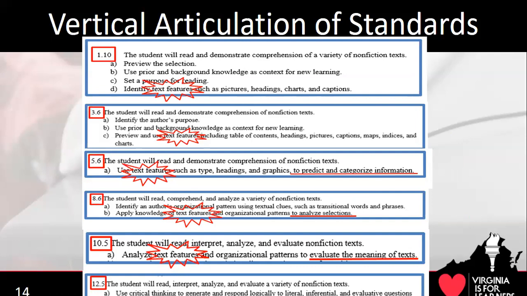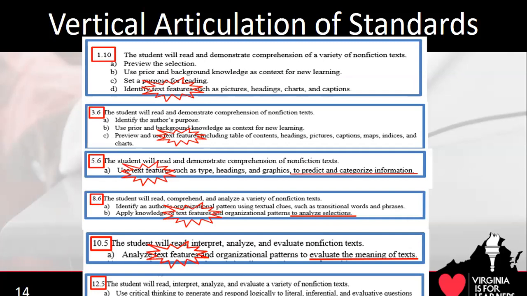So you can see that simple. We've moved from identifying some to previewing and using them, and we've added a couple more there. So we can't just stay in that identification phase. Third graders are really previewing and using this in the text that they're reading. And then in fifth grade, using text features such as type, headings, graphs, and graphics to predict and categorize information. So there are several verbs there. We often think of the verbs that we need to use to accomplish the standard, but in fifth grade, there are almost 3 there that we would need to think about.